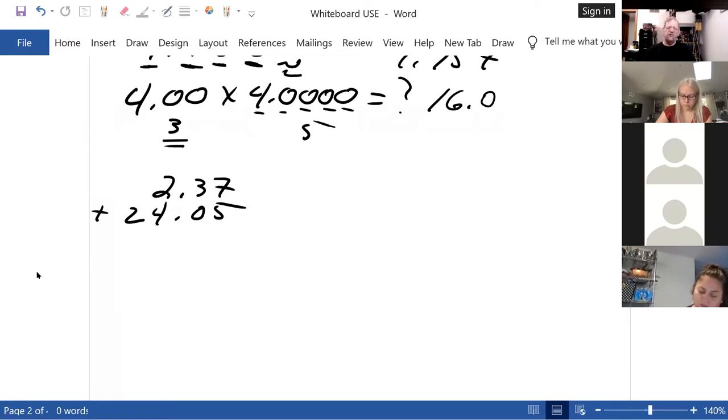When you add, you get the same number of significant figures past the decimal as the number with the fewest. So why don't you try adding those together and round it off to the correct significant figures. Remember, you get the same number of significant figures past the decimal as the number that has the fewest significant figures past the decimal.